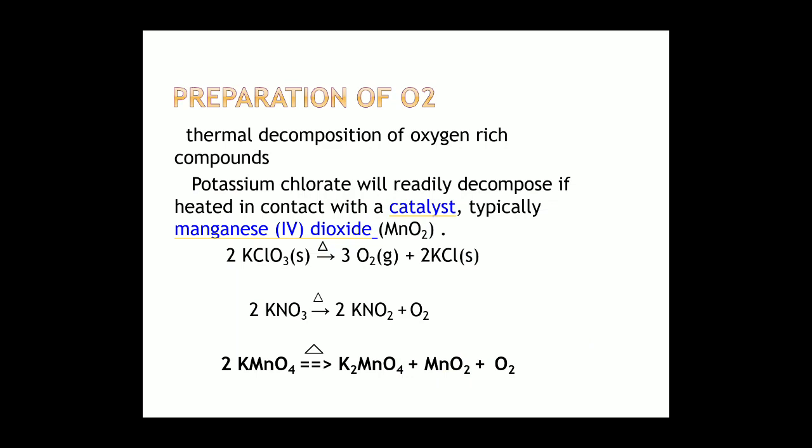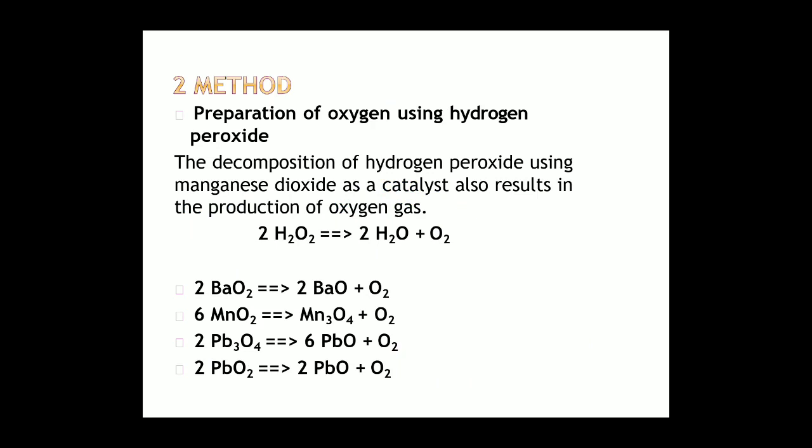Like potassium chlorate will readily decompose if heated in contact with a catalyst, typically manganese dioxide. Whenever we heat potassium chlorate, it gives oxygen. Potassium nitrate gives oxygen. Potassium permanganate, they are all oxygen-rich compounds and give us oxygen.